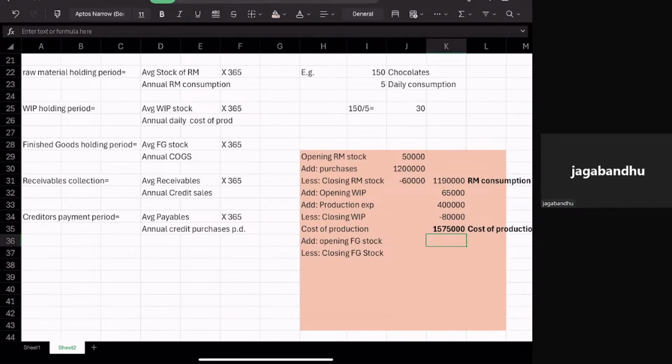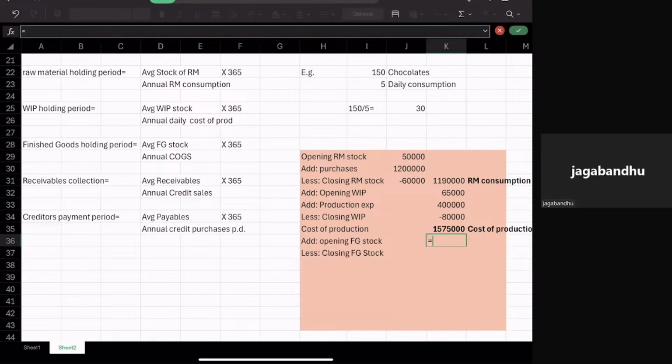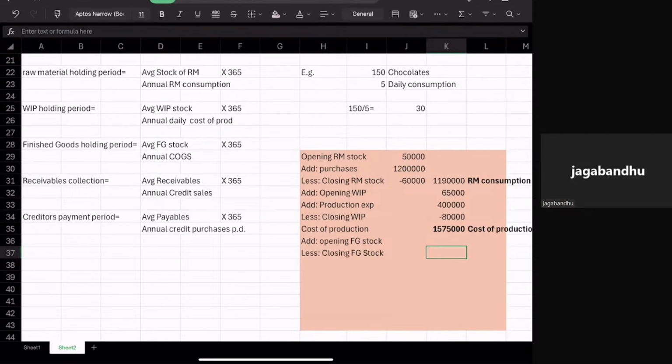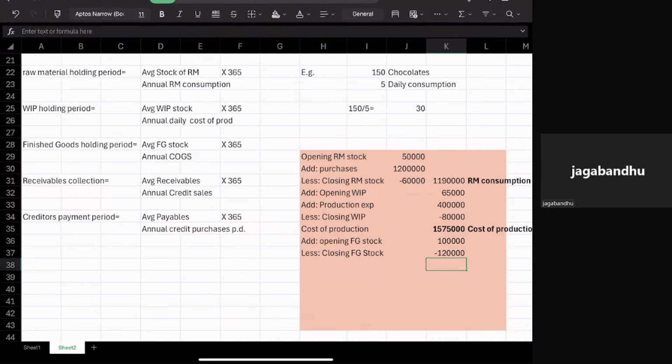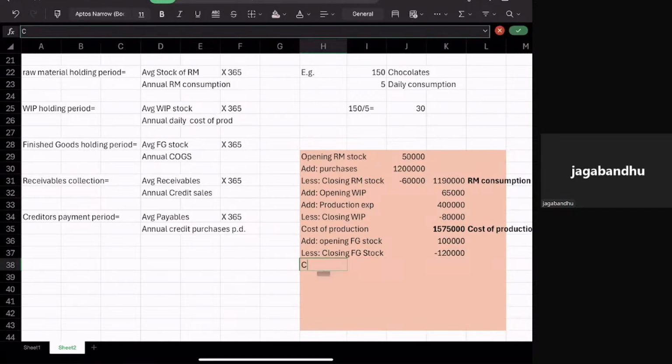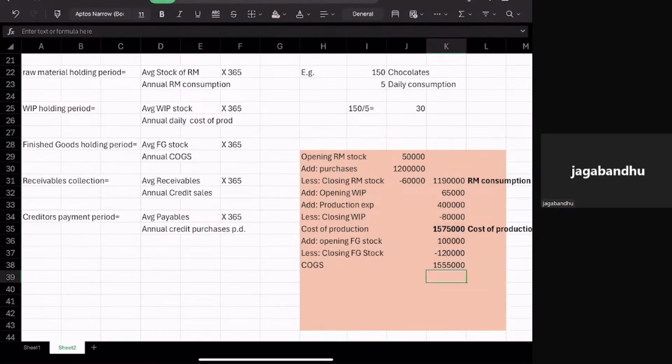So opening finished goods stock will be based on the historical figures. Let's say opening stock was 1 lakh and closing finished goods stock is 1,20,000. So this is what we mean by COGS. Cost of production plus the opening finished goods stock and less the closing finished goods stock. That will give us this particular number.